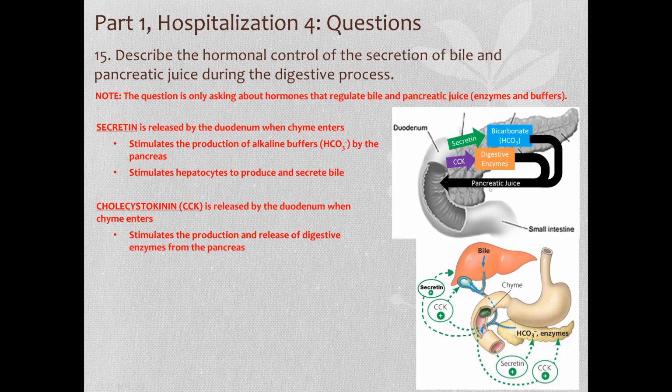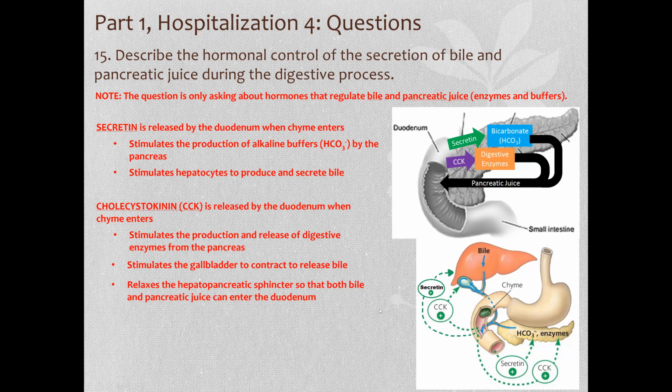So remember, pancreatic juice has two components, the buffers and the enzymes. And again, down here, we're showing that CCK is going to stimulate the production and release of the enzymes. CCK is also going to stimulate the gallbladder to contract, which will release stored bile. And not shown in this picture, but CCK will also relax the hepatopancreatic sphincter so that both bile and pancreatic juice can enter the duodenum.